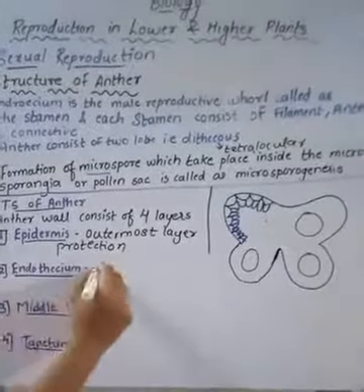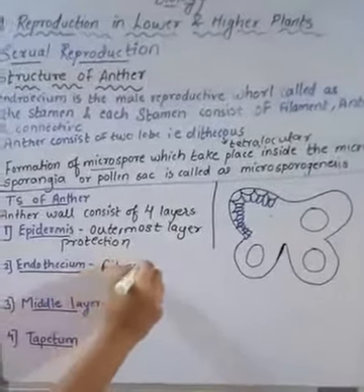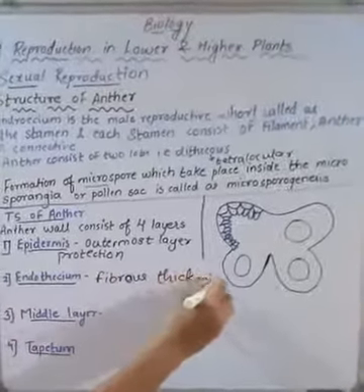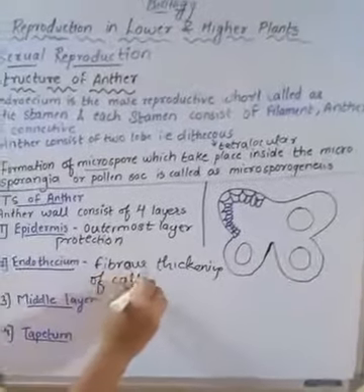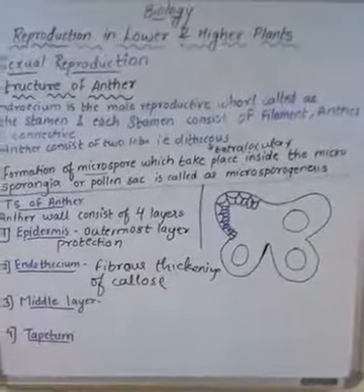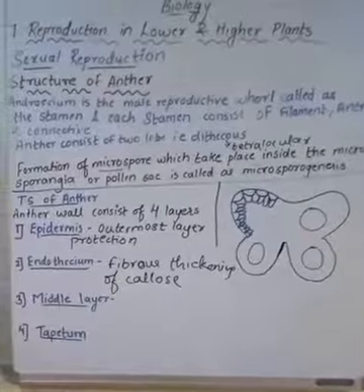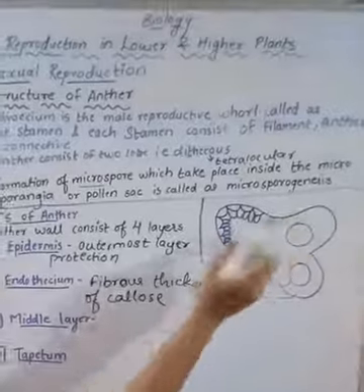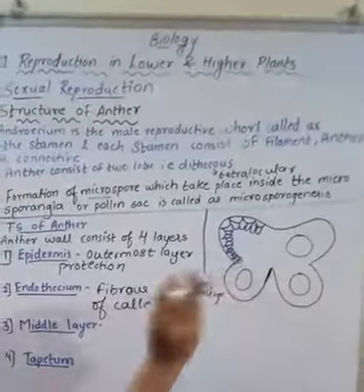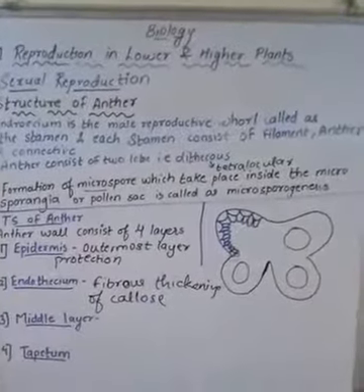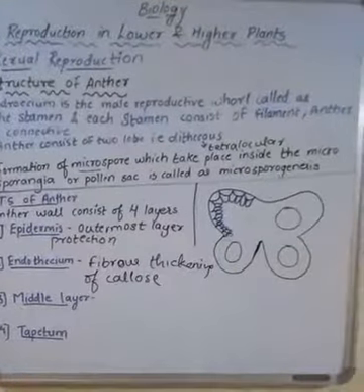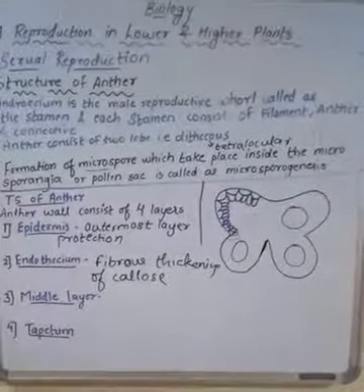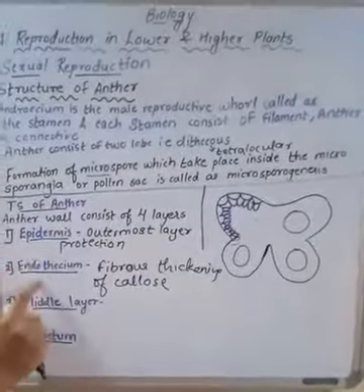The endothecium contains the fibrous thickening of callose. Clear? We see this fibrous thickening of callose is very high over here, but when it comes over this section, the intensity becomes a little less, and during dehiscence it helps the anther to burst out over there. We will see it a little later on. So the first layer was the epidermis, the second was the endothecium.